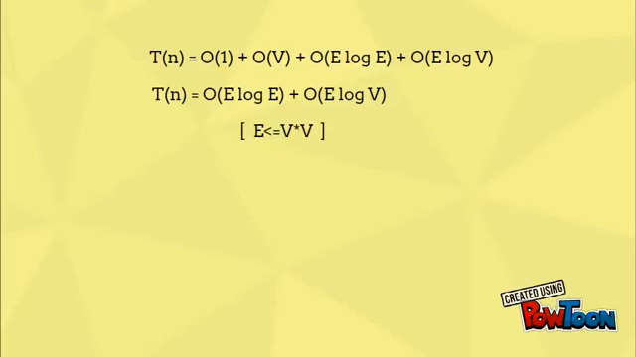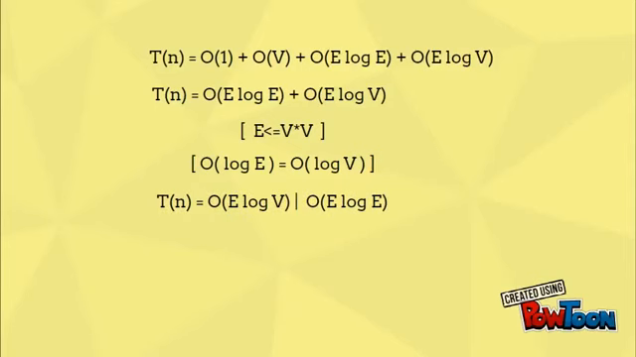The value of E can be at most V squared. Hence, O of log V and O of log E are the same. Therefore, overall time complexity is O of E log E or O of E log V for Kruskal's algorithm.